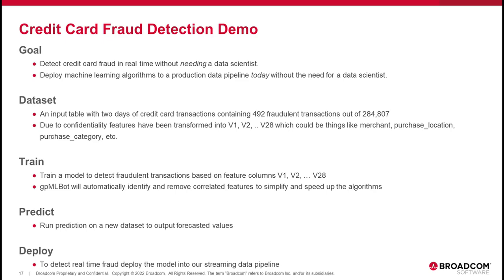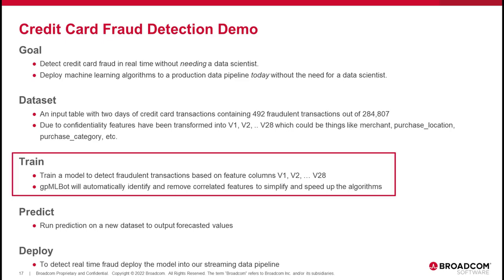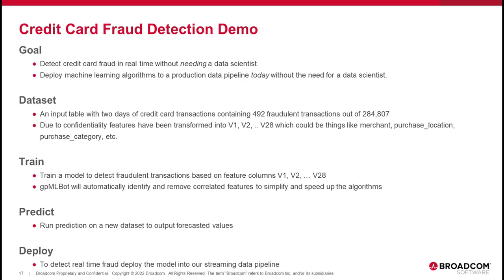And then just to give a quick overview of what we're doing today, gpMLBot has 3 main commands or phases. The first one is train. So we're going to run the training command. What this really does is train a model that's going to run a bunch of algorithms. And from all these algorithms, it's going to detect the best one for our particular data set.